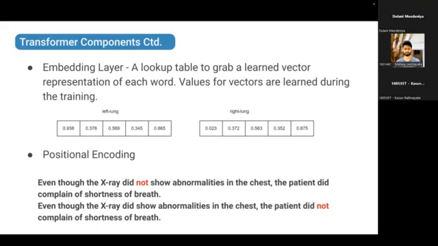In the embedding layer, words are converted into meaningful vectors, and it works as a kind of lookup table to get a learned vector for each word. So to understand this, we can use these given examples.